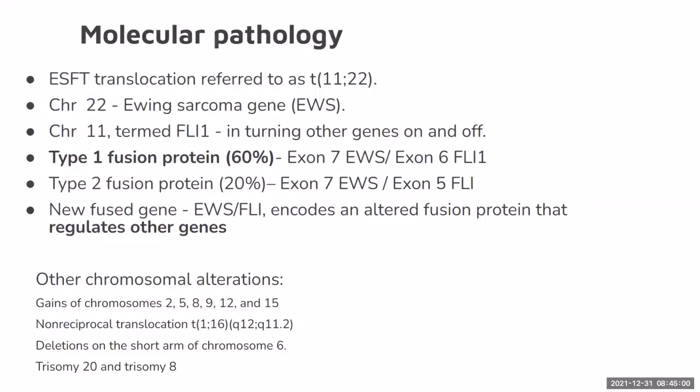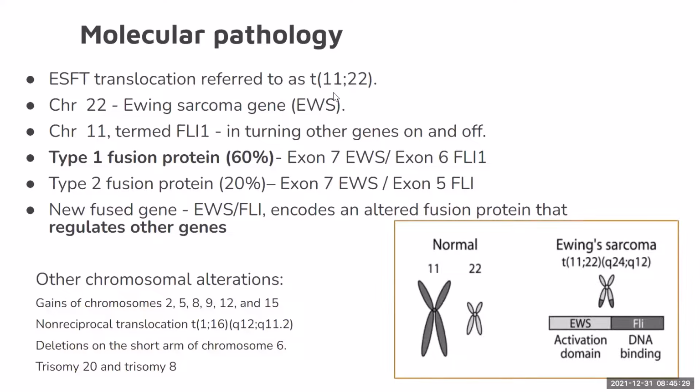Other chromosomal alterations that can be found are gain of chromosome 2, 5, 8, 9, 12, and 15, and non-reciprocal translocation of 1 and 16. The amplification of 1 and 16 is found in most of the childhood tumors. You will see it in neuroblastoma and other tumors also. A deletion of the short arm of chromosome 6, trisomy 20, and trisomy 8. The type of fusion transcript of 11;22 hardly matters in the outcome.